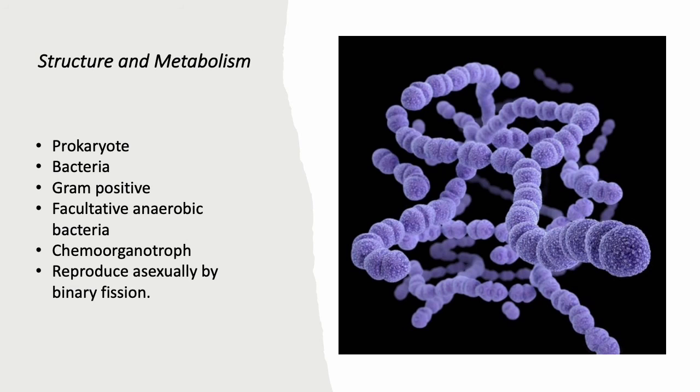This is a prokaryote, which means it is a simple cellular organism without a nucleus and no membrane-bound organelles. In the case of this bacteria, it is a gram-positive bacteria, which means that it has a thick peptidoglycan layer. It is a facultative anaerobic bacteria, which means they can live with or without oxygen. And they're chemoorganotrophs, which means that they rely on organic sources to make energy and grow. They also reproduce asexually by binary fission.